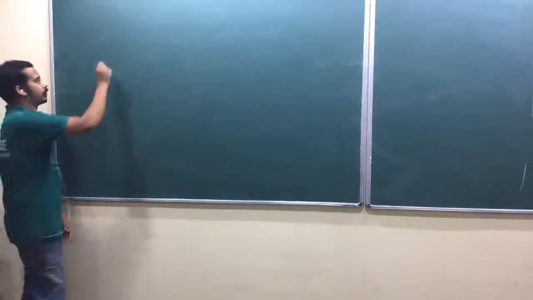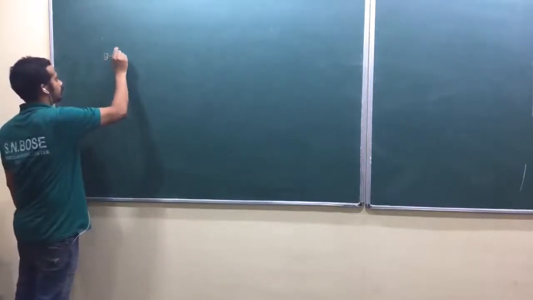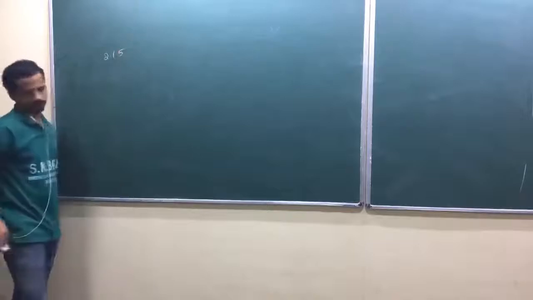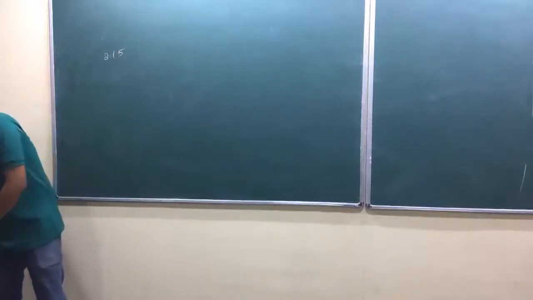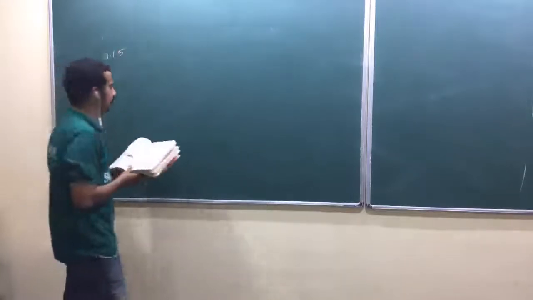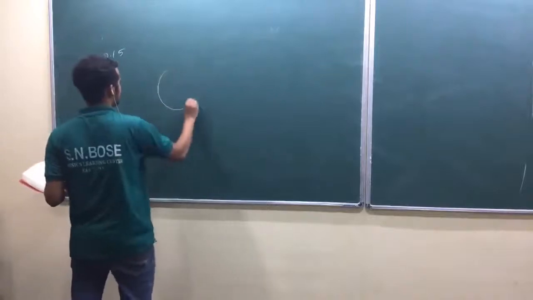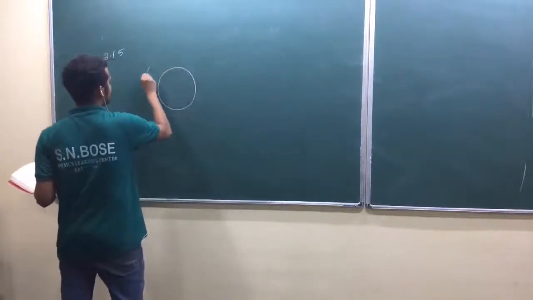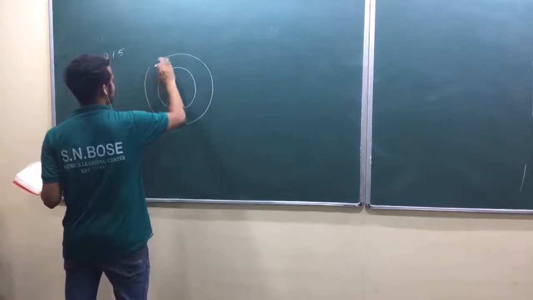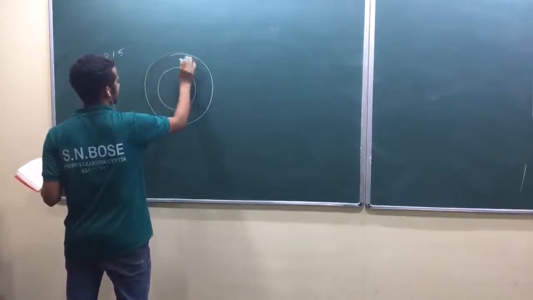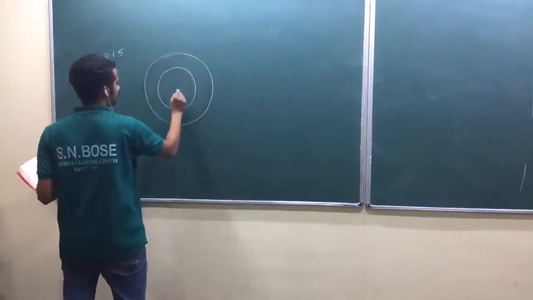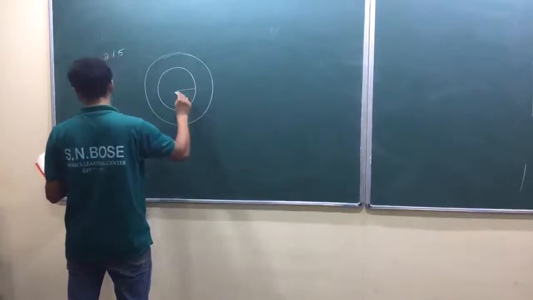Now let me do 2.15, because it will give a lot of insight towards Gauss law. I have a thick spherical shell. A thick spherical shell means it contains an inner radius as well as an outer radius.